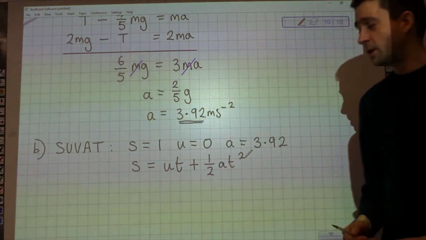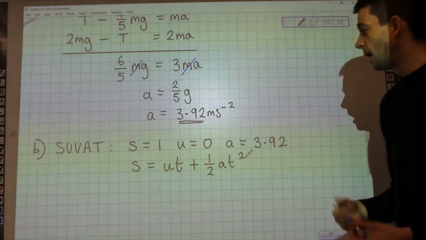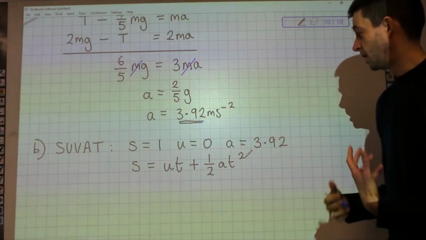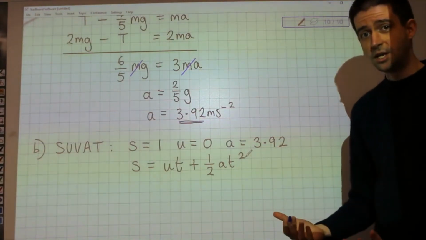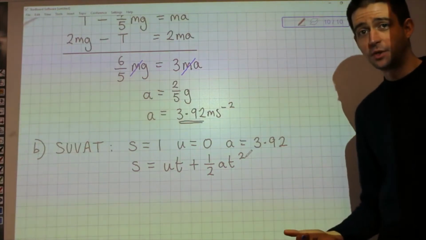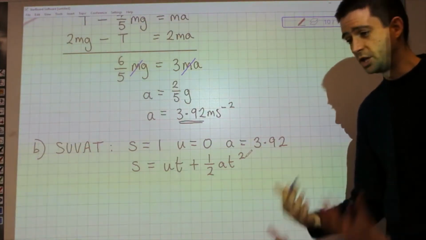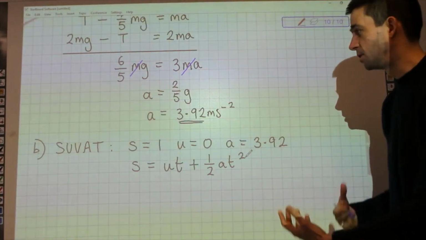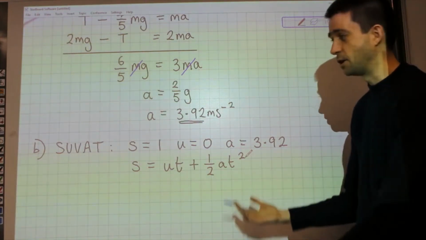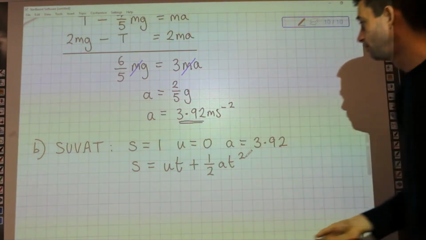So S equals UT plus a half AT squared. These are in the formula book, which I think is absolutely disgraceful. I think you should be learning them because if you learn them, you become fluent in their use rather than having to look them up every single time you use them, costing yourself time and losing your train of thought of how you're actually even doing the question in the first place.